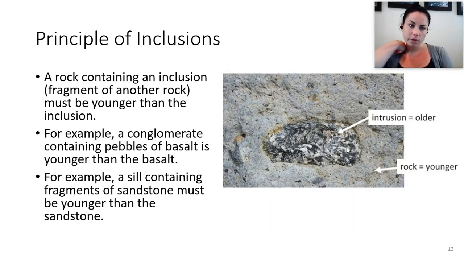Okay, next is the principle of inclusion. A rock containing an inclusion, which is like a fragment of another rock, must be younger than the inclusion. The inclusion must be older than the host rock. In this example here, this is the basalt. The inclusion must be older than the surrounding rock. And this makes sense because this other basalt is an igneous rock that has to have been formed first in order for it to be embedded into a different rock. So that's the principle of inclusion.